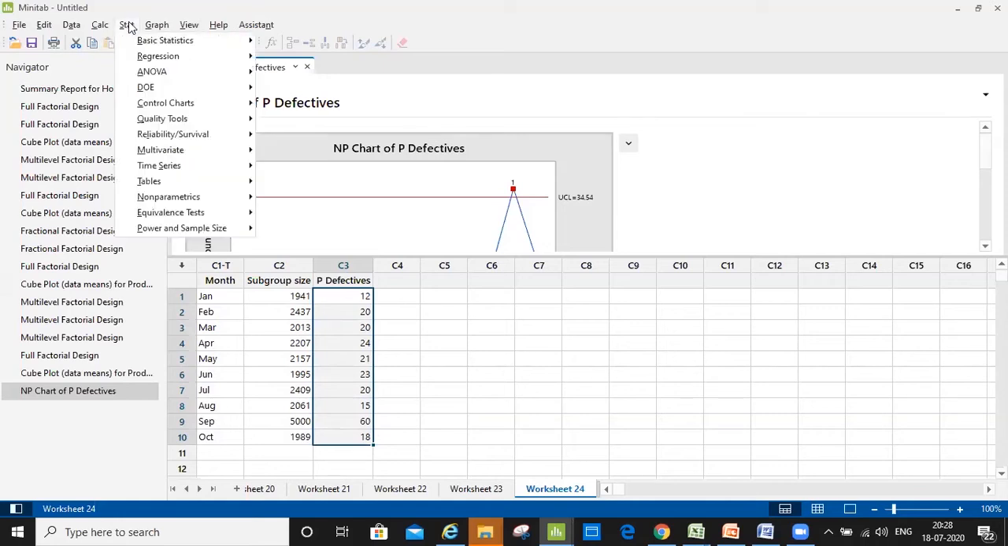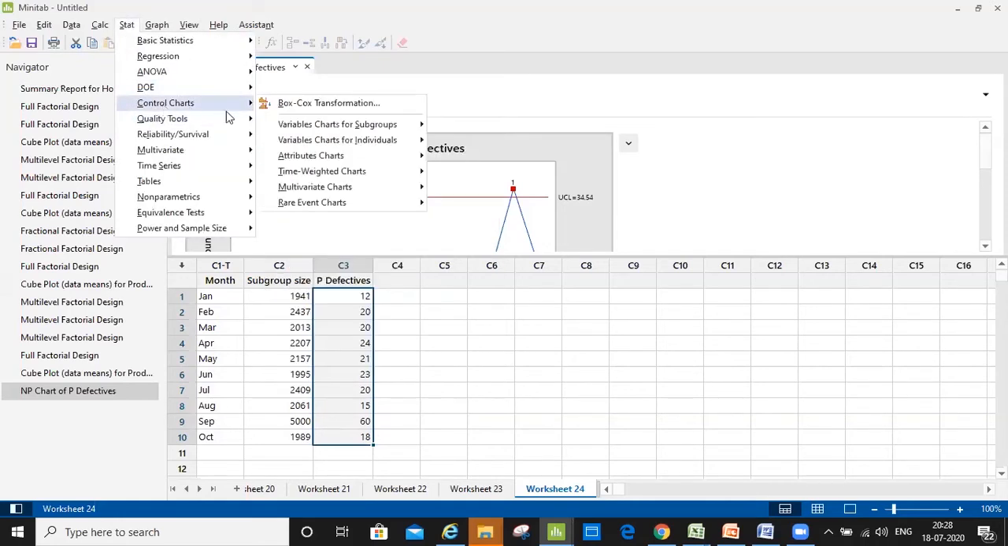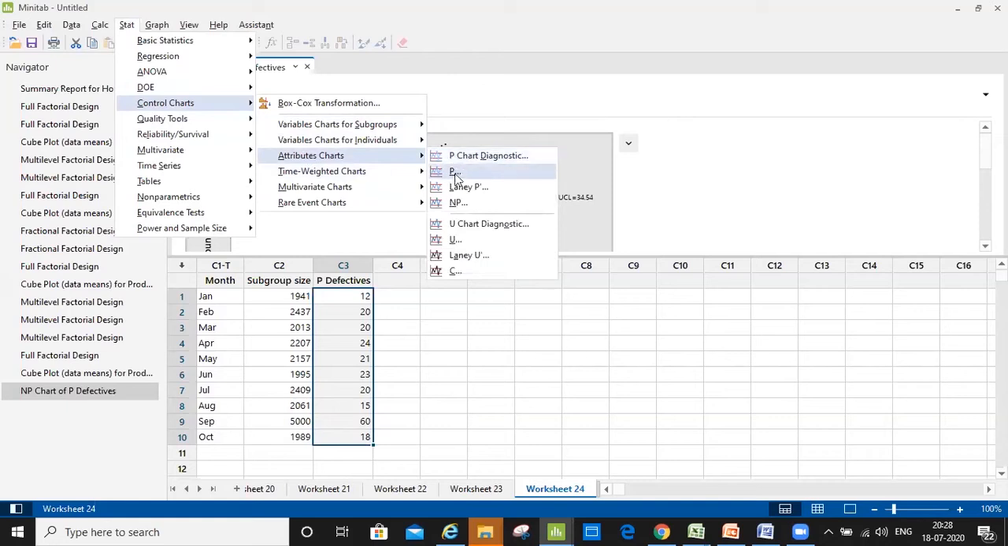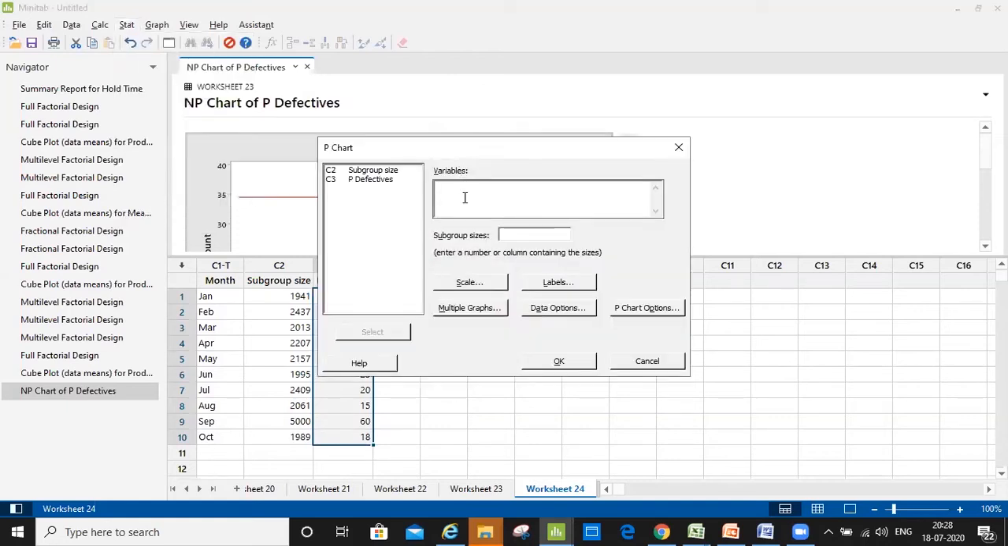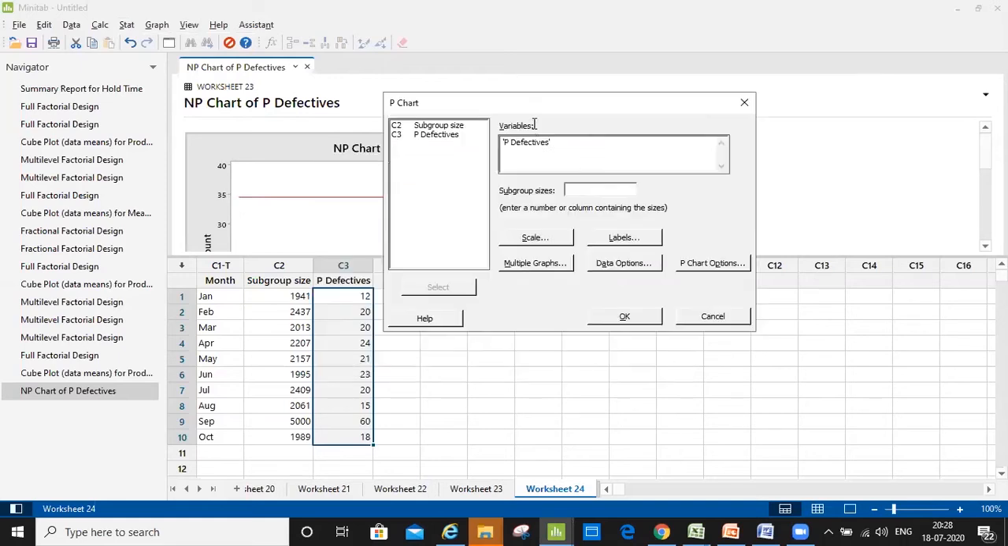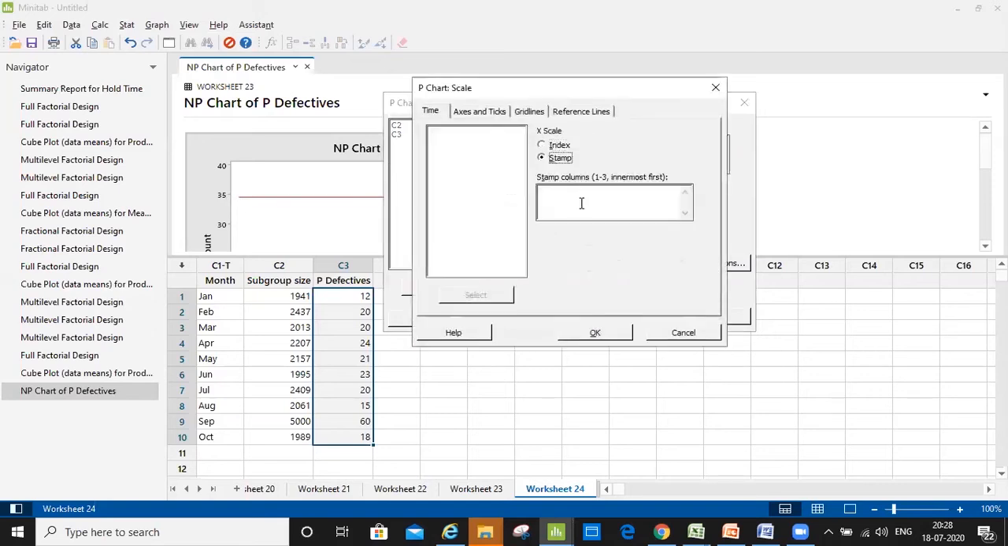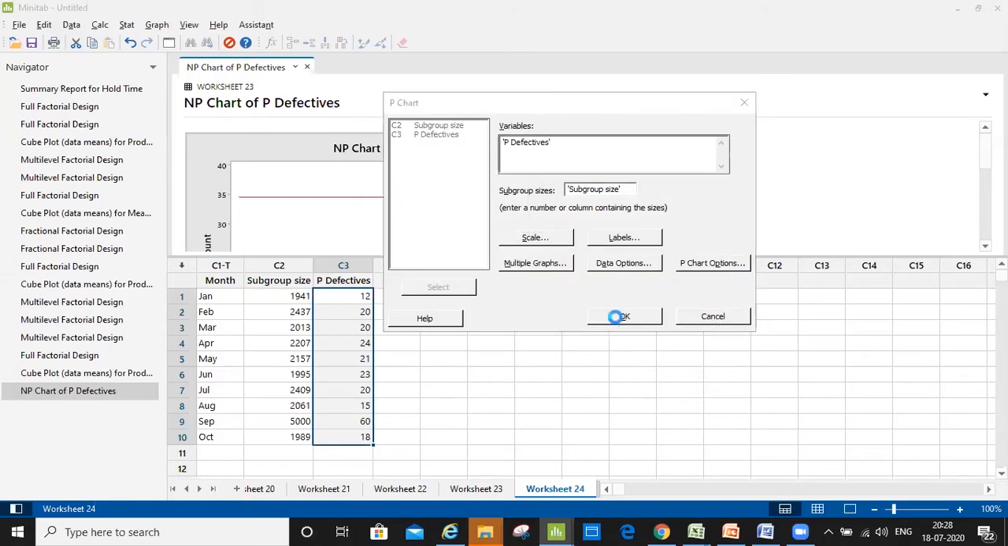So I go to Stat, Control Charts, and again Attribute Charts. Earlier I clicked on the NP, now I click on the P. Don't click on P chart diagnostic or Laney P', it's only P. In the variable part, I will mention the defectives, because this tells me how many defectives we have got. In the subgroup sizes, I will mention the total volume that I have. I go to Scale, Stamp, Stamp column, and mention the month. I click OK, and OK once again.